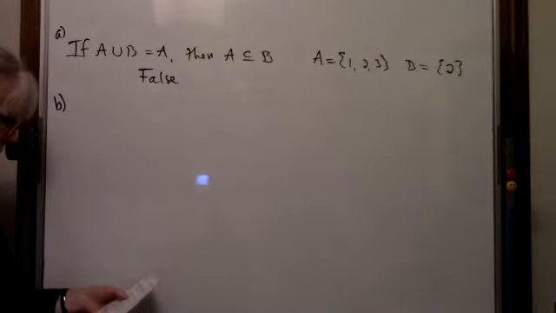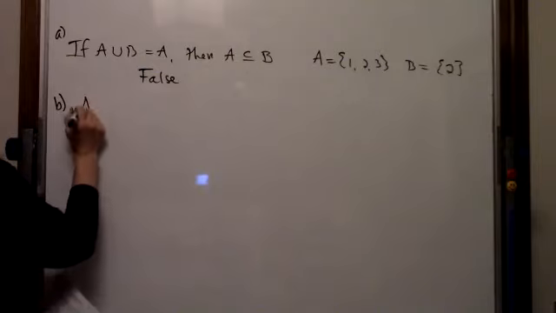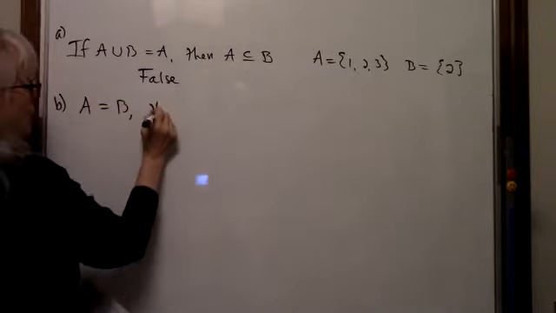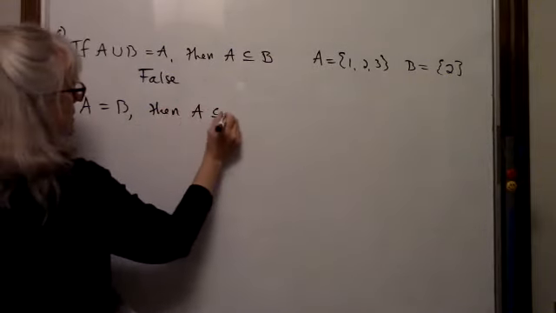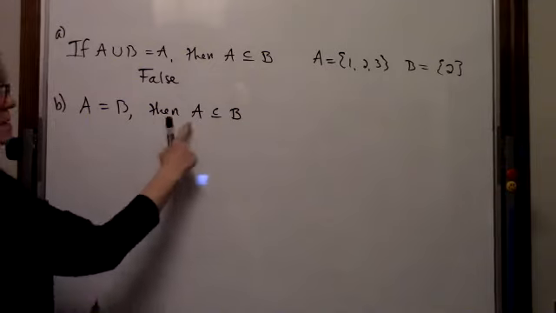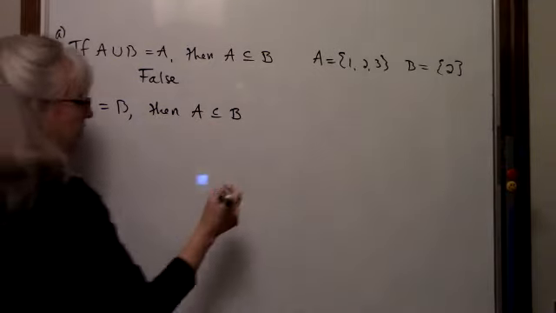Part B on that example says, if A equals B, then A is a subset of B. And we know that's true already. If A and B are the same, then they're subsets of each other. So that one's definitely true.